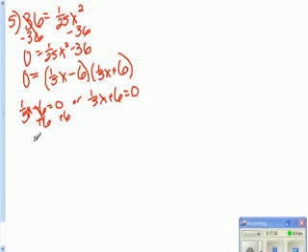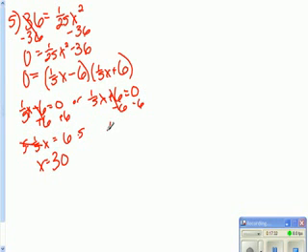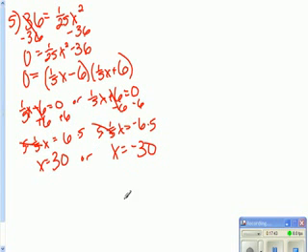Add 6. 1 over 5x equals 6. Multiply by 5 to get x by itself. So x is 30. Over here I would subtract 6. Multiply by 5. X equals negative 30. So it's either 30 or negative 30. Alright, that wasn't so bad. Number 7.